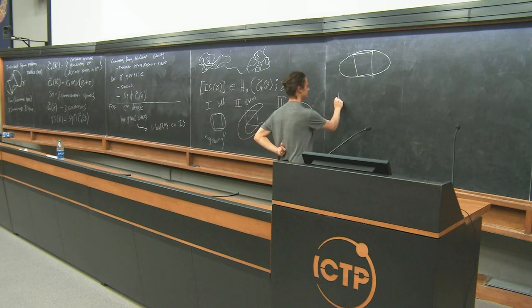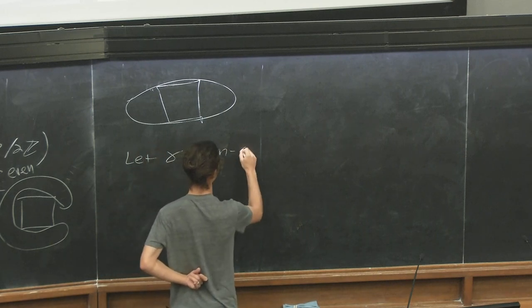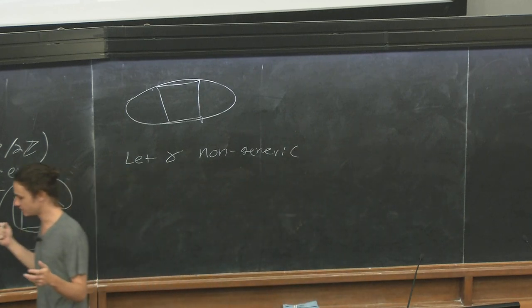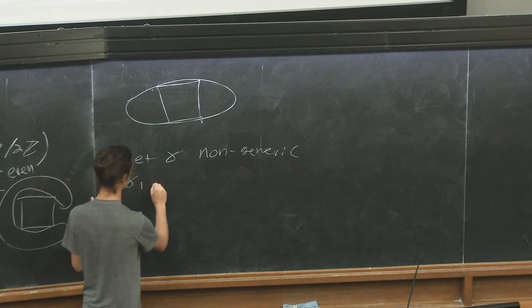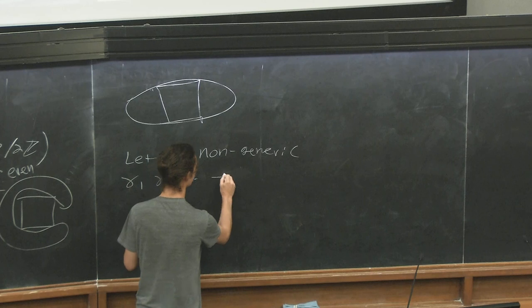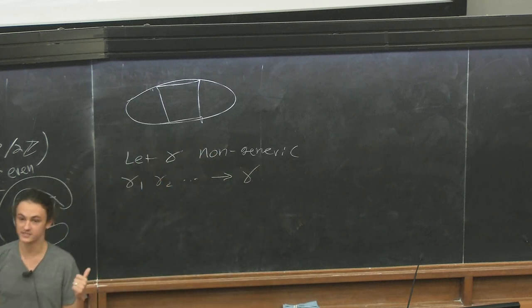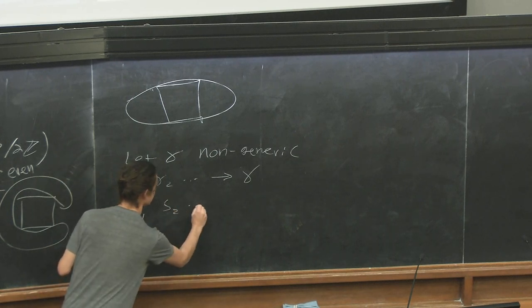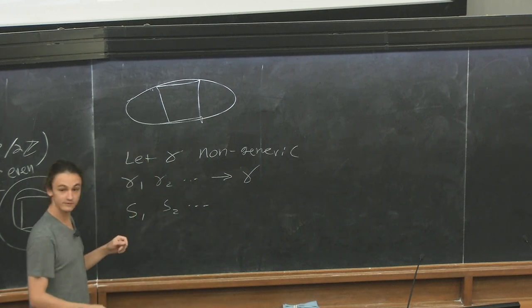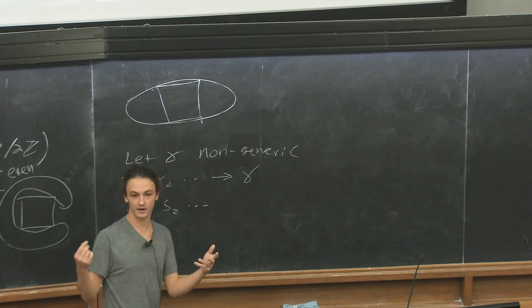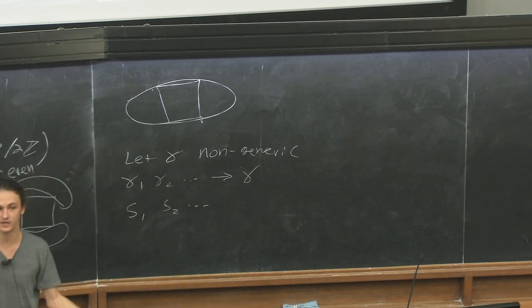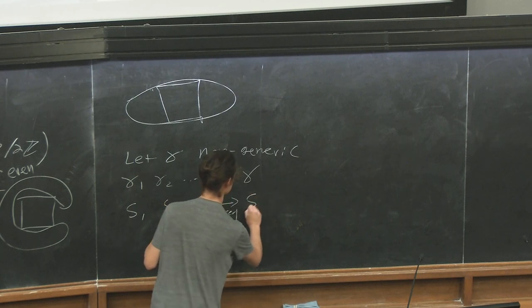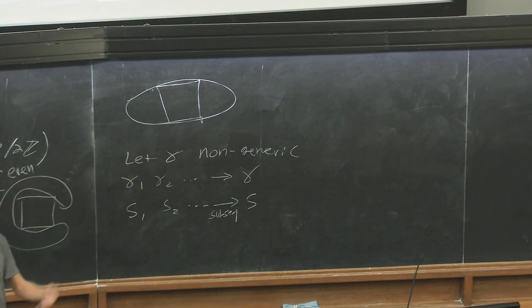So let's let gamma be non-generic. There's this attempted argument that you can make for non-generic Jordan curves, which goes something like this. We're going to take generic Jordan curves, gamma 1, gamma 2, dot dot dot, and they're going to approach gamma in some sense. And we know that all of these generic Jordan curves have inscribed squares. In particular, they have bracing squares. So we can let S1, S2, dot dot dot be bracing squares inscribed in these Jordan curves. And although these might not approach anything, they're all within some bounded region in space, right? So we can take a convergent subsequence that converges to some square S. And then we have an inscribed square in gamma, and then we're done, and we solve the inscribed square problem.